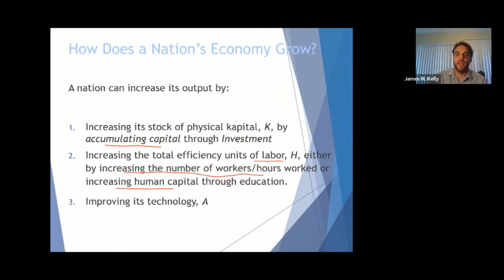Lastly, output can be increased by improvements in technology. And this is the big one. Why? Because you can only accumulate so much capital. There's fixed resources in the world. There's only so much capital available. Same with labor. There's only a certain number of people that can work in an economy. There's only a certain number of hours in a day in which workers can work.